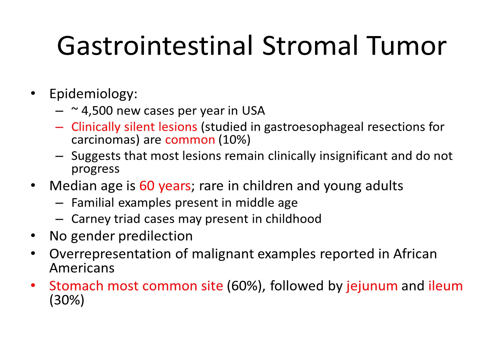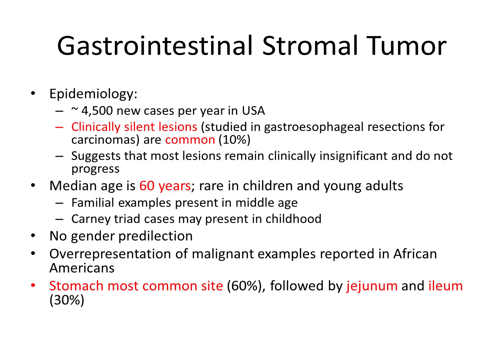Gastrointestinal stromal tumors are relatively uncommon, with around 4,500 new cases per year in the United States. Clinically silent lesions are common. Most lesions remain clinically insignificant and do not progress. These tumors generally arise in adults with a median age of 60 years.